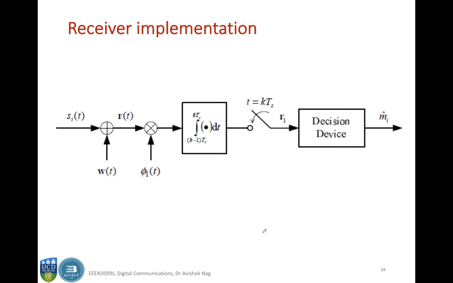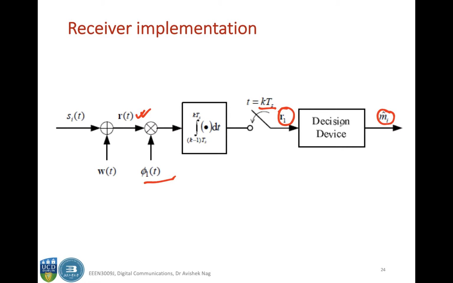So the receiver for this type of MRE ASK is simple. You have the ith signal, and the noise is added, so you receive the signal r(t), that is the signal Si(t) plus noise. Then you correlate it with phi 1, integrate and take samples every kTs seconds. You will get the component R1 of the received signal vector, and then you put it through a decision device and recover the original signals and the corresponding messages.